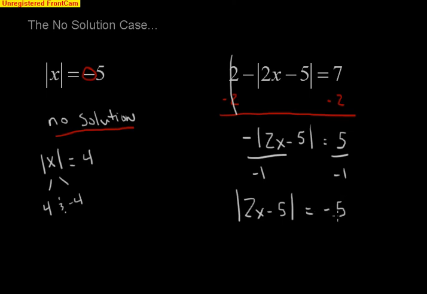Now, here's what should be flashing out at you right now: we have an absolute value that's set equal to a negative number. We cannot have that. There's no such thing. We know that, again, whatever we put in an absolute value has got to be positive. So because this absolute value is set equal to a negative, we have a no solution case for this. Okay? Moving on.